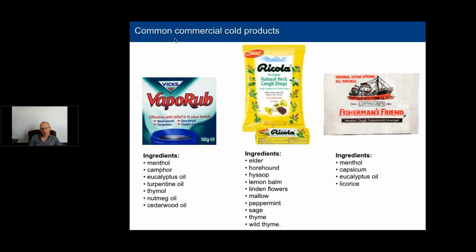Some of these cough drops on the market can contain elderflower, elderberries, also horehound, hyssop. We didn't talk about hyssop. Hyssop's a lot like horehound. Certain types of mallows, peppermint, lots of different herbs that have antimicrobial and expectorant effects. And then Fisherman's Friend contains menthol, a little bit of cayenne, some eucalyptus oil, and some licorice.